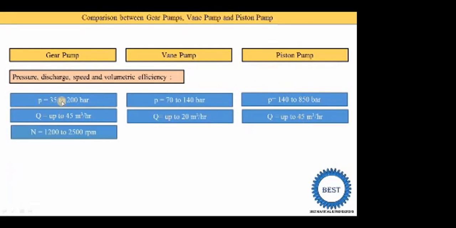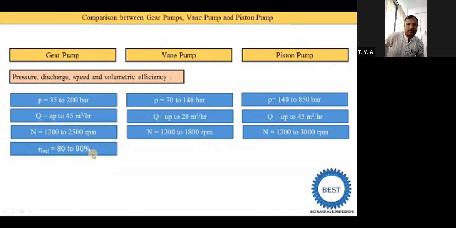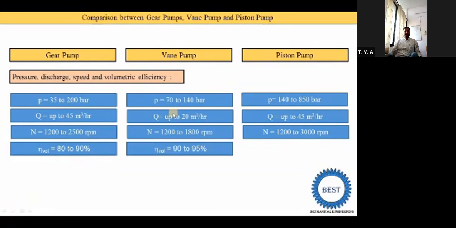What is the RPM of the gear pump? Gear pump RPM is 1200 to 2500 RPM. Vane pump RPM is 1200 to 1800 RPM, and the piston pump RPM is 1200 to 1300 RPM. And volumetric efficiency of the gear pump is 80 to 90%. Vane pump volumetric efficiency is 90 to 95%, and the piston pump volumetric efficiency is 95 to 98%.